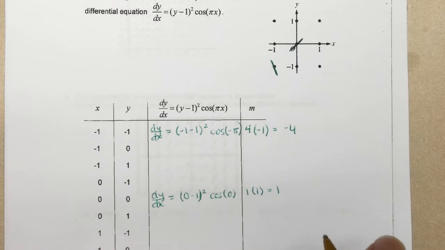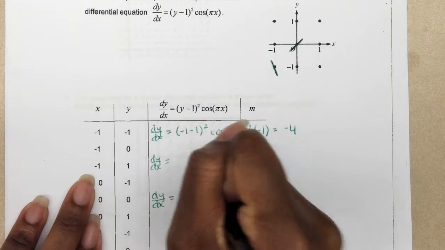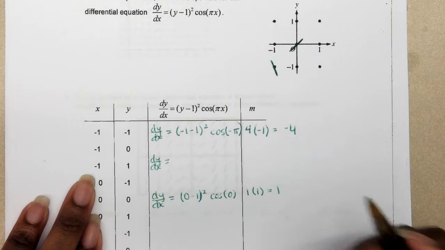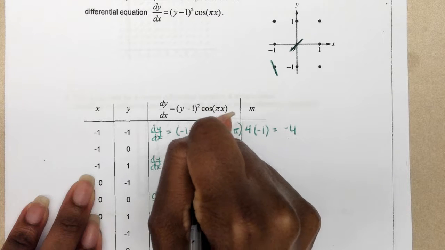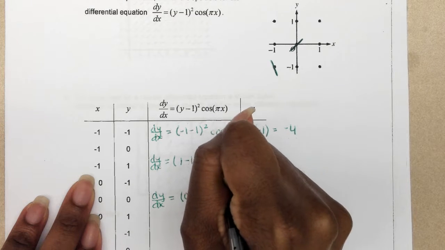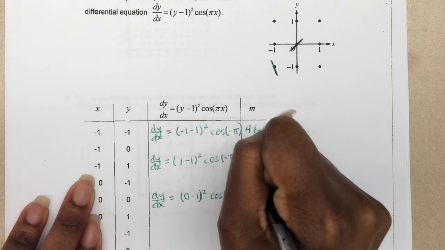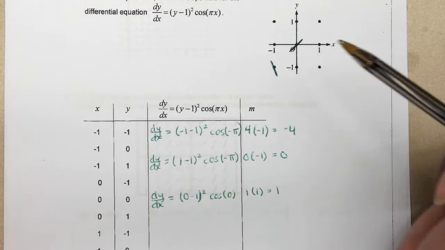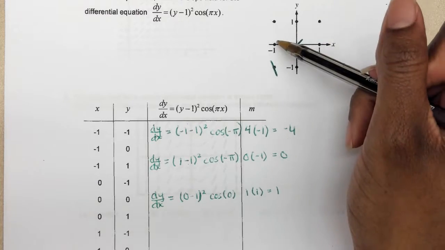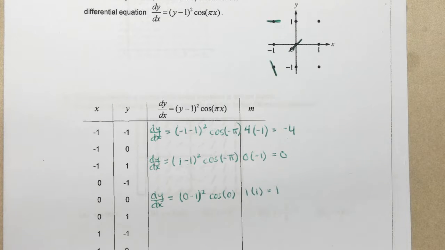If we look at (-1, 1), this one right here, we get (1 minus 1) squared times cosine of -pi, which is equal to 0 times -1, which is just 0. So a slope of 0 at (-1, 1). A 0 slope is a horizontal line.